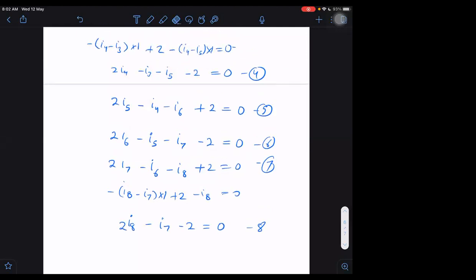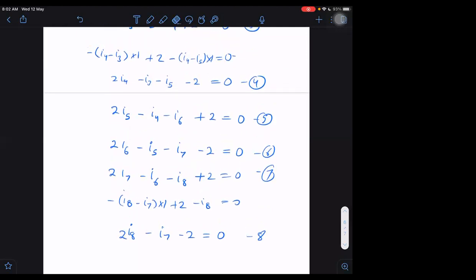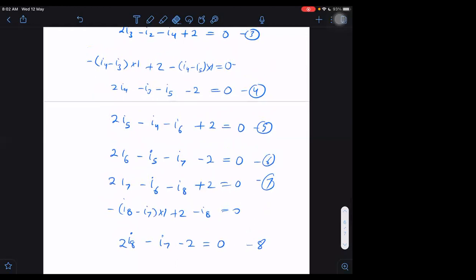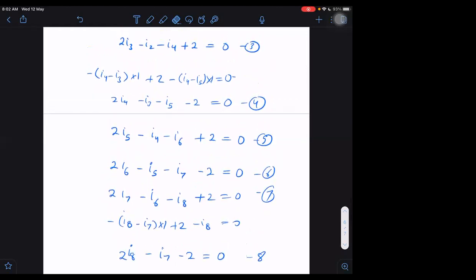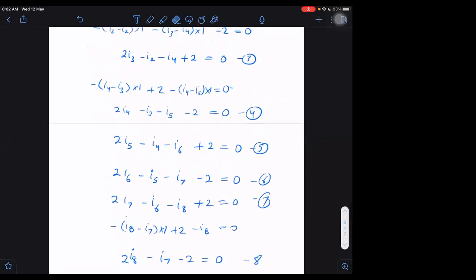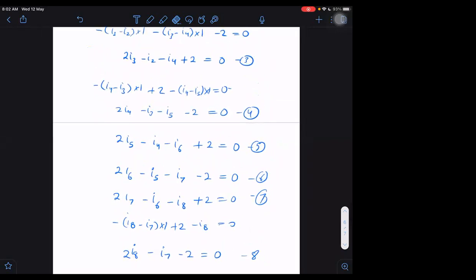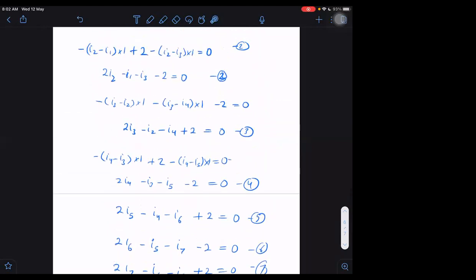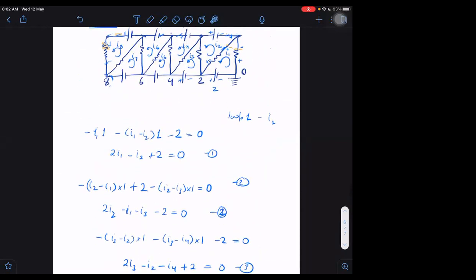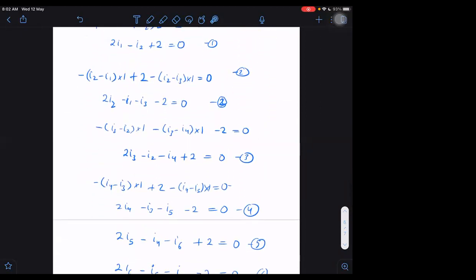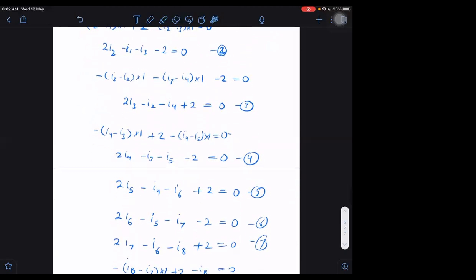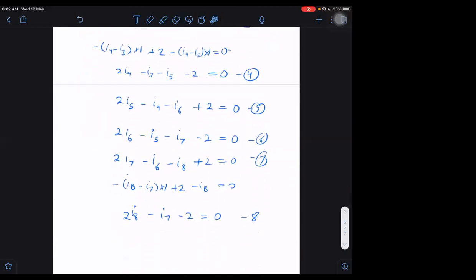Now, if I add these up, is there any cancellation taking place or not? All twos will cancel, because we have an even number of equations. In odd numbered equations, 2 is coming out with a plus sign, and in even numbered equations, 2 is coming out with a negative sign. So these 2s are cancelled. Correct.